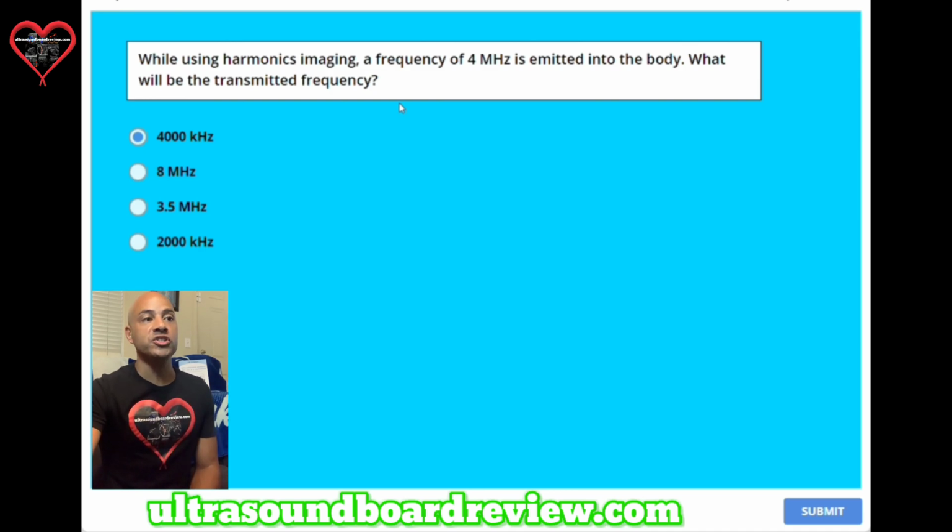This is a really tricky question because the key word here is transmitted. If it said reflected, then that would mean you would double the frequency that's emitted into the body, which would equal 8 megahertz. But the transmitted frequency will maintain the same frequency as it was when it left the transducer.